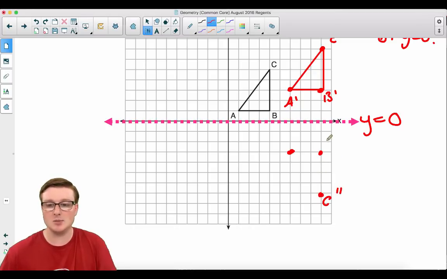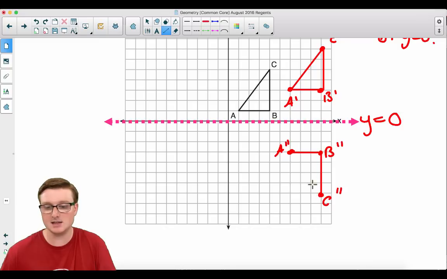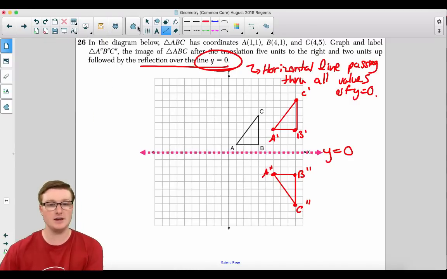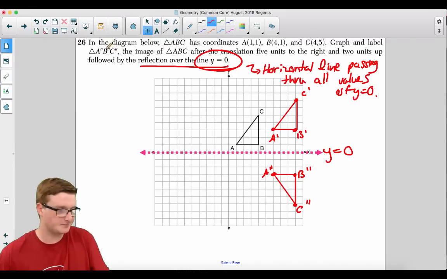So now this is C double prime, B double prime, A double prime. Ladies and gentlemen, you are done with this question. That was a pretty simple question. It's just a basic series of a sequence of transformations. All right, that's how you do question number 26.